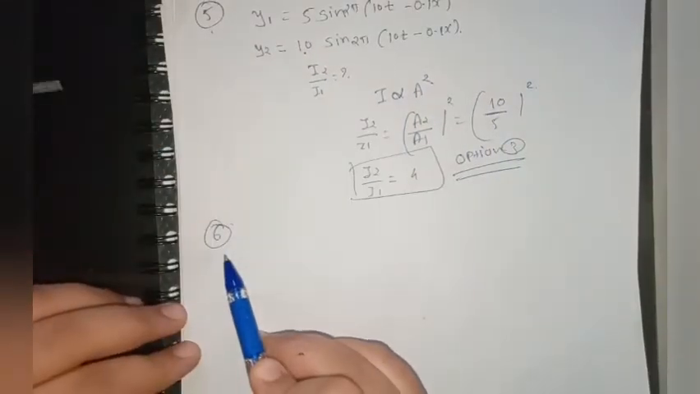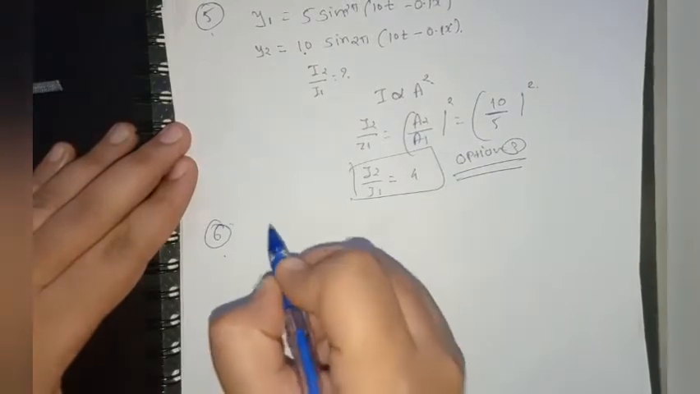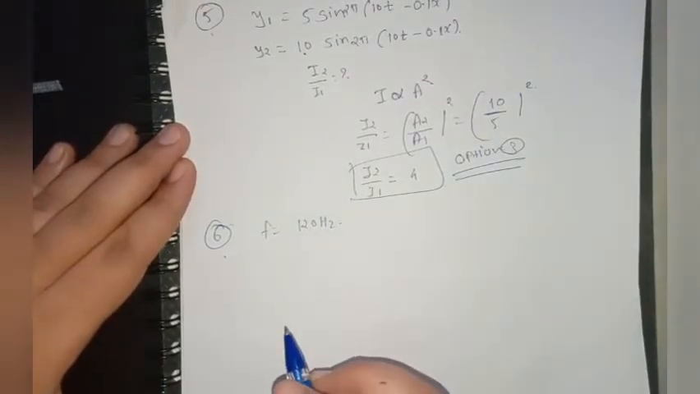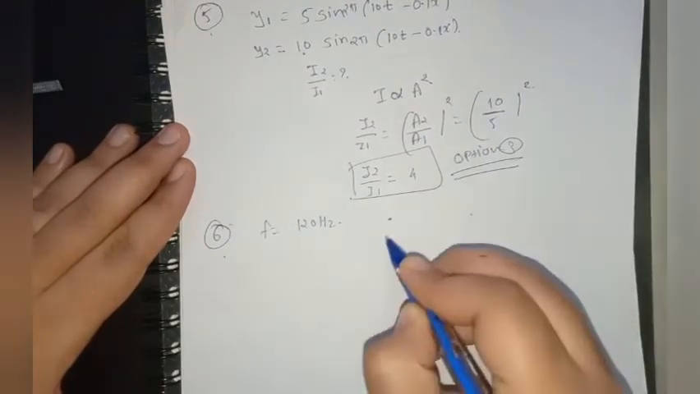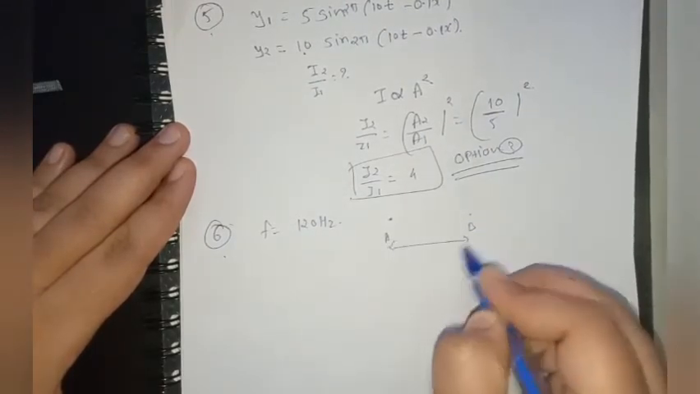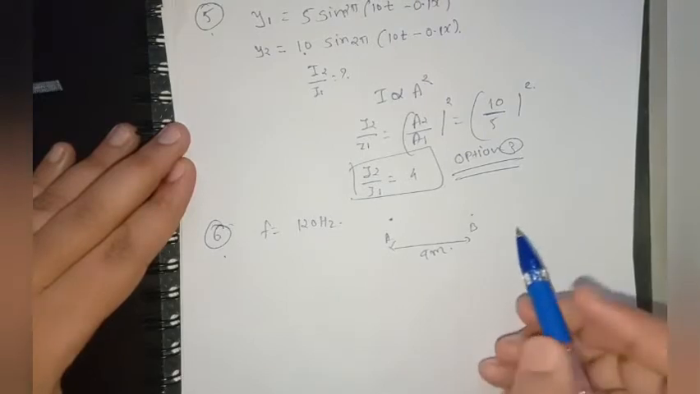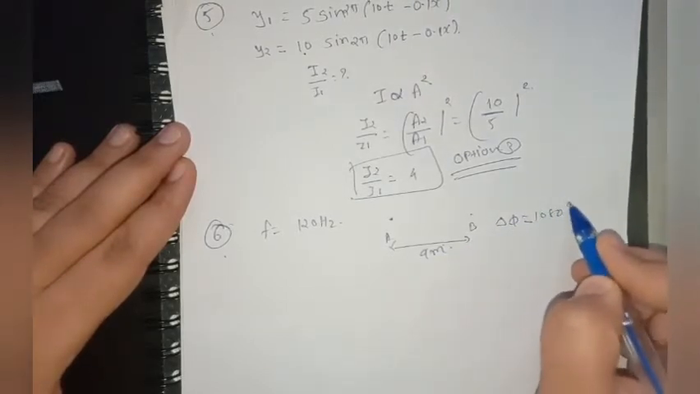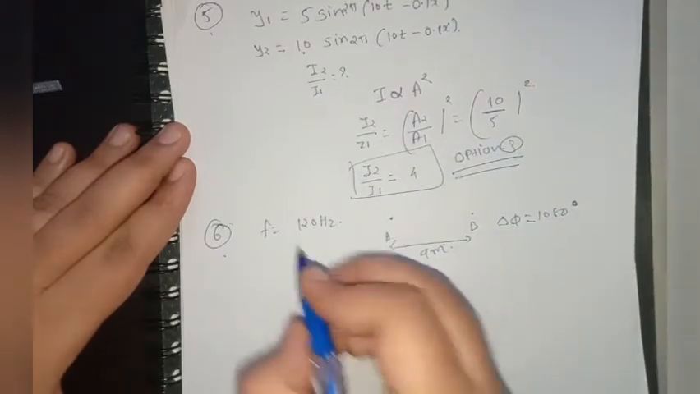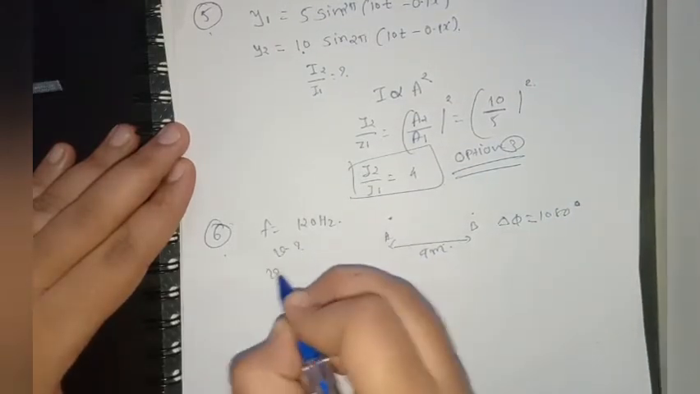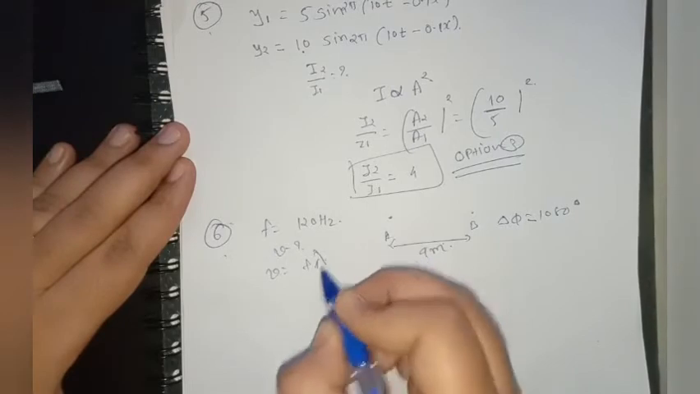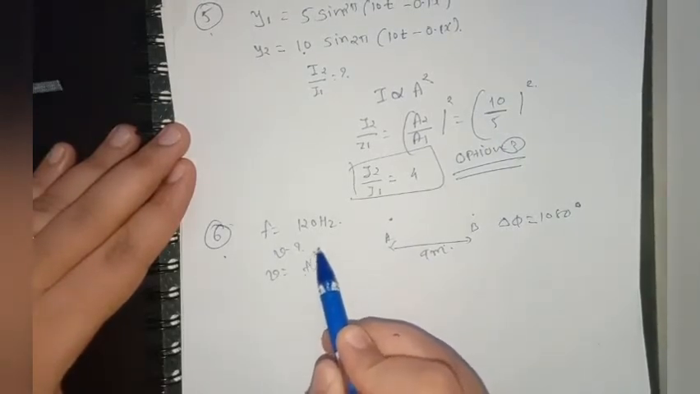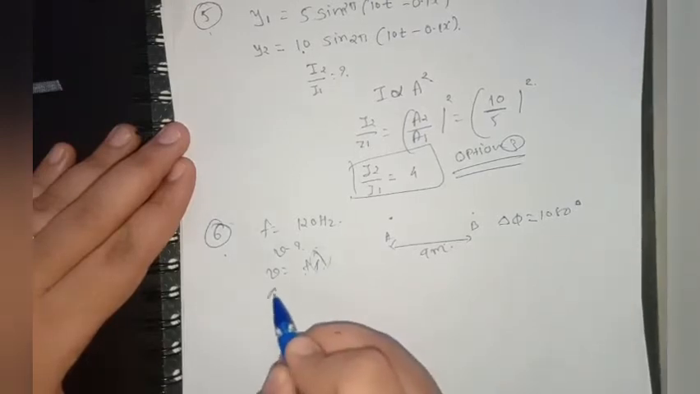In question number 6, it is given that a wave has a frequency of 120 Hz. 2 points, let's say A and B, are 9 meters apart and they have phase difference of 1080 degree. We want to find the velocity of wave. Velocity of wave can be found by using formula v is equals to f lambda. For that, first we have to find wavelength lambda.